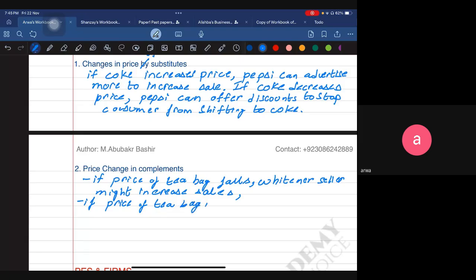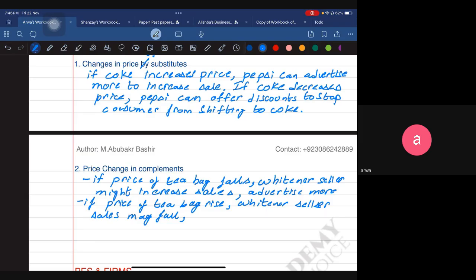They can maybe start advertisement, and also maybe building a good brand image. Yeah, exactly. Advertise more. It's very simple. So if the price of tea bags rises, whitener sellers' sales may fall.